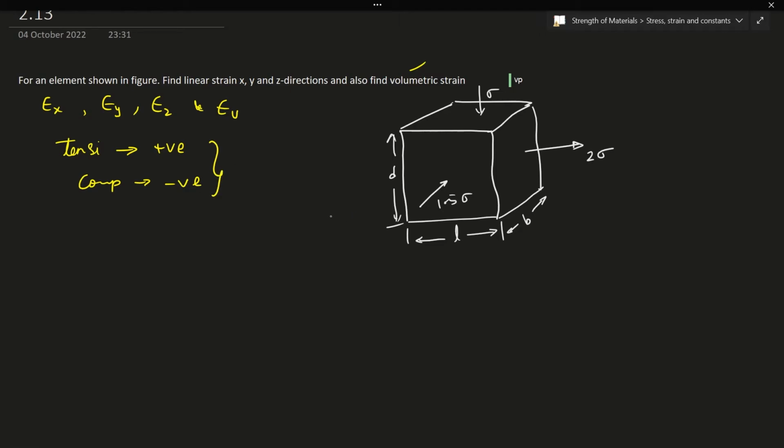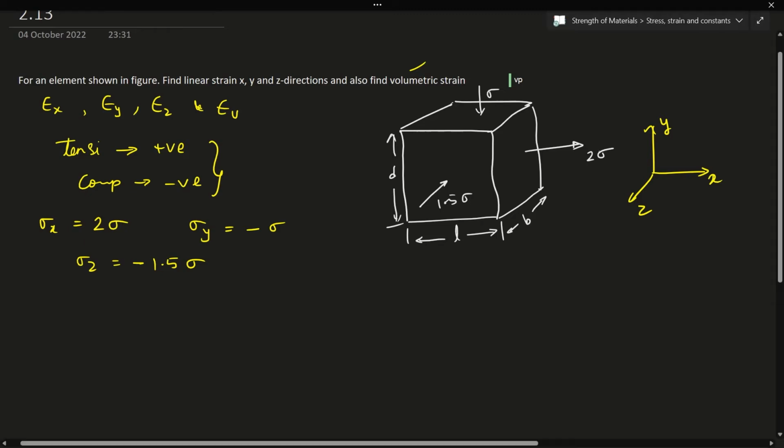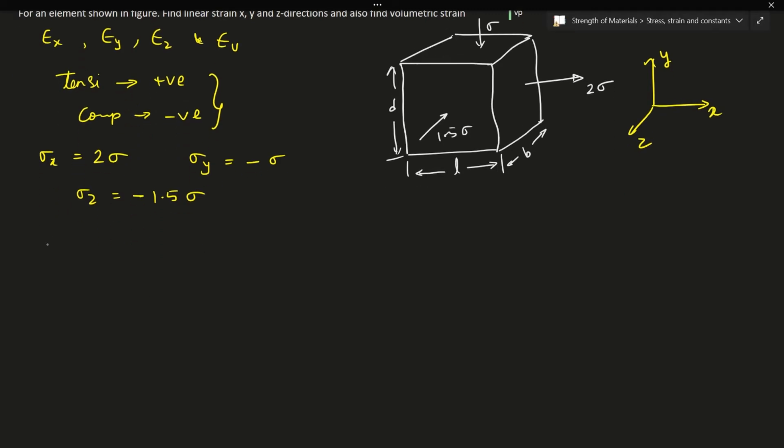So here sigma x, the total stress in the x direction, would be 2 sigma, so this is positive. In y direction it would be minus, so I'll use these directions, right? So this is x, y and z. So in y it is going to be minus sigma, and sigma z is going to be minus 1.5 sigma. Okay, so with this in mind, let me just go to the strain in x direction.